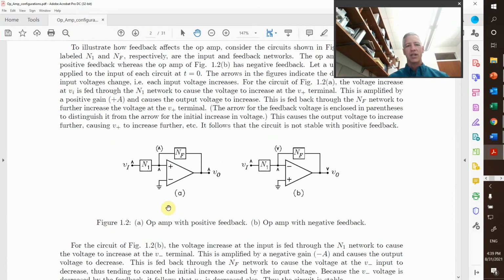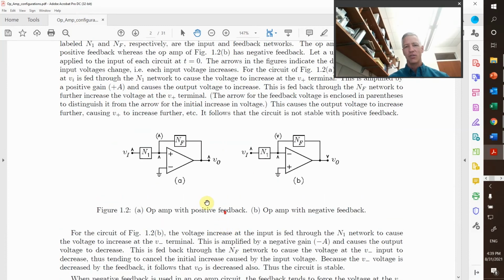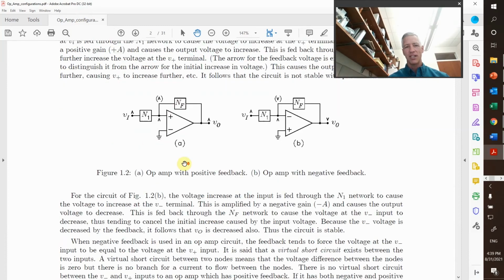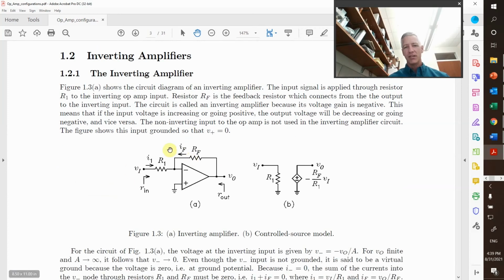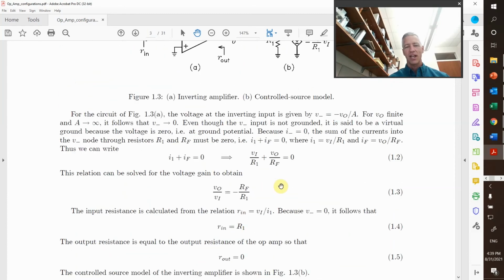Okay, so when we use op amps, we're going to be using this negative feedback. So the simplest case is this inverting amplifier, which is given right here, which just has an R1 and an RF. And we get this equation right here for our gain, and we get an input impedance given by this and an output impedance given by that.